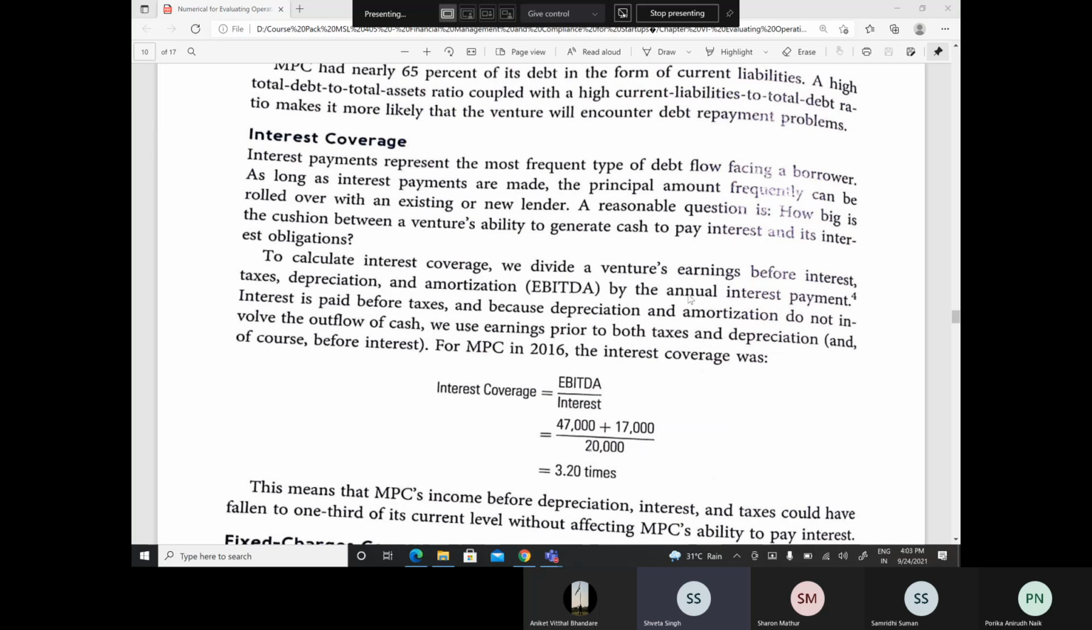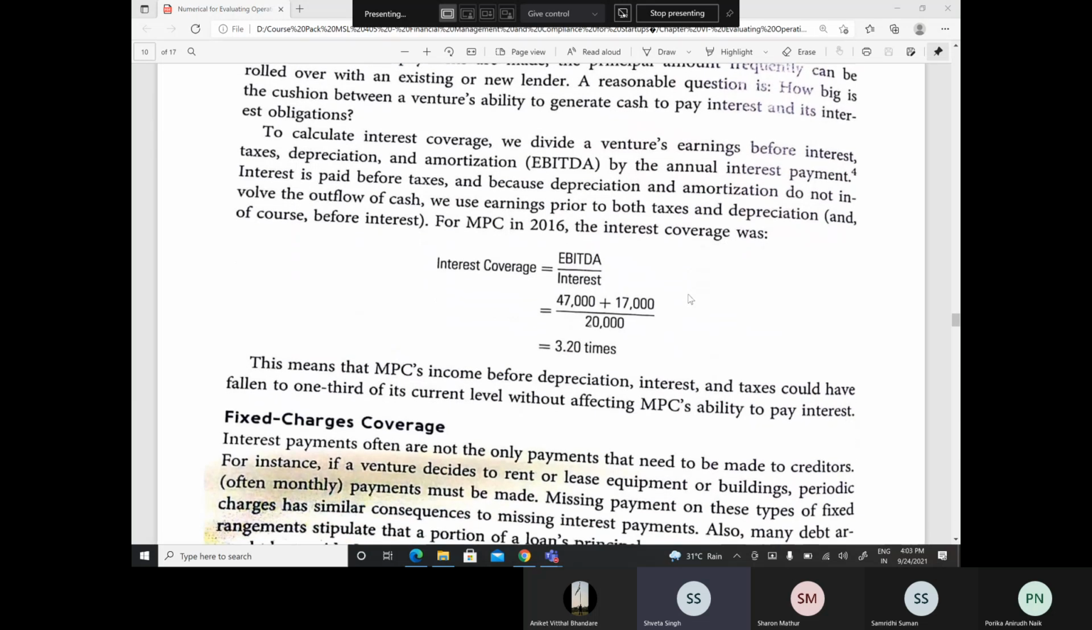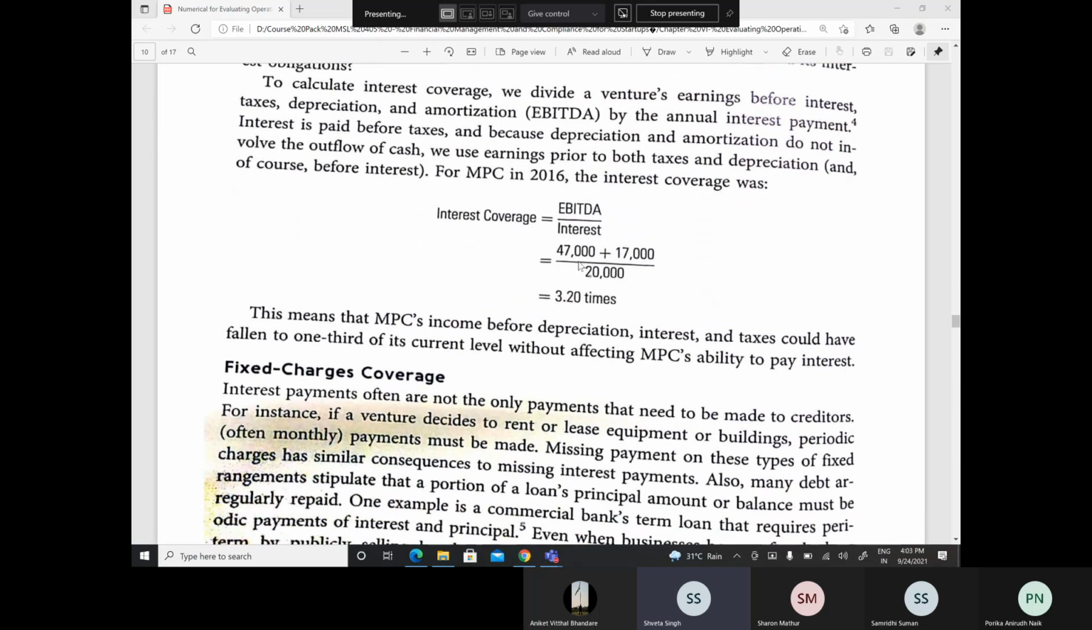For MPC in 2016, the interest coverage ratio was EBITDA upon interest. So EBITDA was 47,000 plus 17,000 upon the interest charges, which were 20,000, which gave us an interest coverage ratio of 3.2. This means that MPC's income before depreciation, interest, and taxes could have fallen to one-third of its current level without affecting MPC's ability to pay interest. So suppose there's a recession and the EBITDA falls by 66% or two-thirds, even then the company would be able to repay its interest obligations.